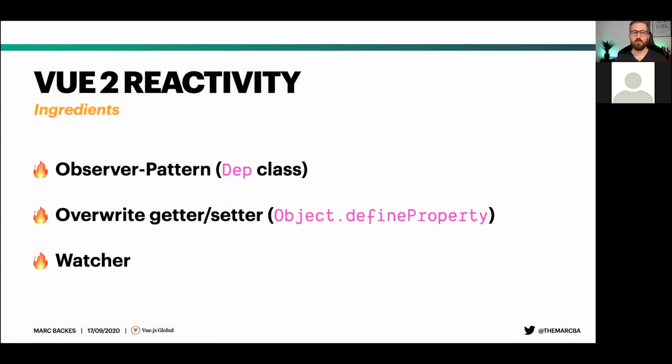There are three components or three ingredients we need to make this happen. The observer pattern, which in Vue is called the dep class. And we need to override getters and setters of our objects. This is done in Vue 2 with Object.defineProperty. And the last ingredient is the watcher.